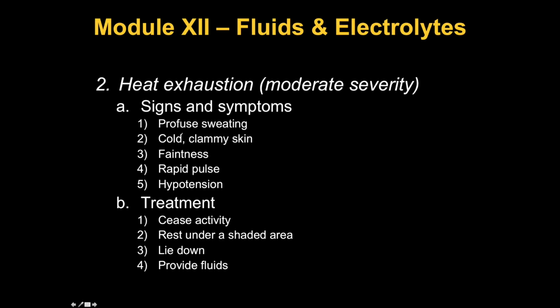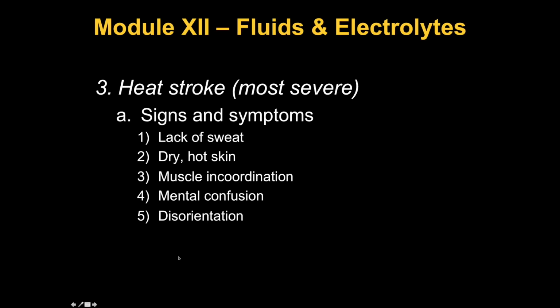Now we move on to heat exhaustion, which is the next most severe. And signs and symptoms here, you can have an athlete that profusely sweats. They'll have cold, clammy skin. They may be faint. They will have a rapid pulse. They can experience hypotension. As far as the treatment is concerned, we need to make sure that they stop exercising immediately, get them into a shaded area, cooler area, have them lie down and give them some fluids, and possibly some medical attention if it's severe enough.